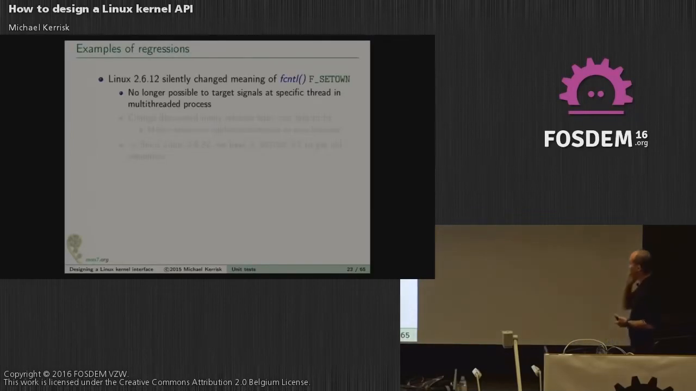And just a couple of examples then. So in Linux 2.6.12, or up until that time, there had been an fcntl operation called F_SETOWN.